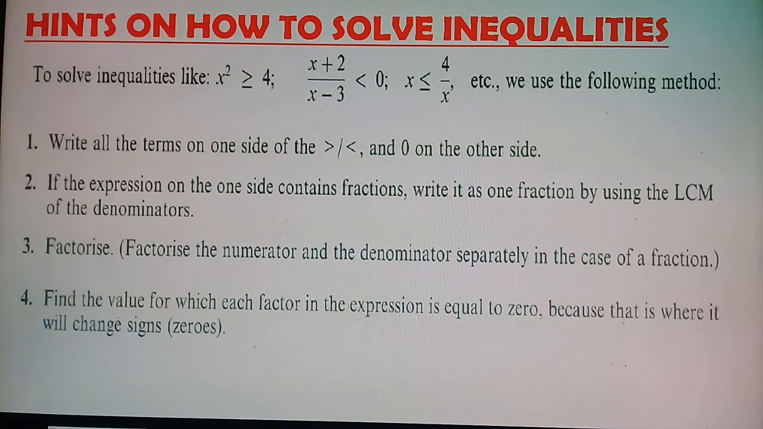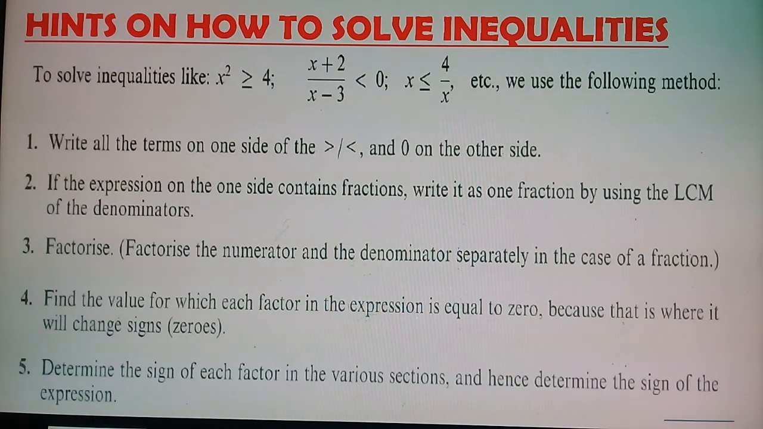Okay, hint number 4: find the values at which each factor in the expression is equal to 0, because that is where the sign will change. That's the most important part. If we have a fraction, we have a factorized numerator and a factorized denominator. Equate those factors to 0 and solve for x. Those values we call the critical points. That's the most important thing, as they will give us the sign of the inequality. That was our hint number 4. Okay, our last hint.